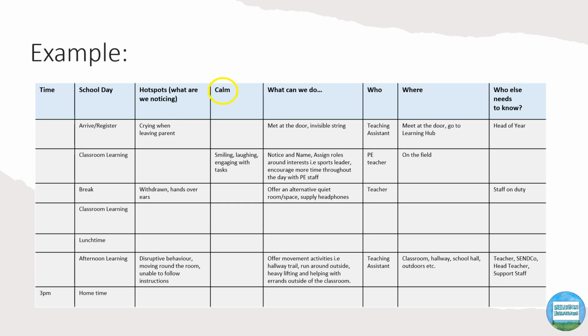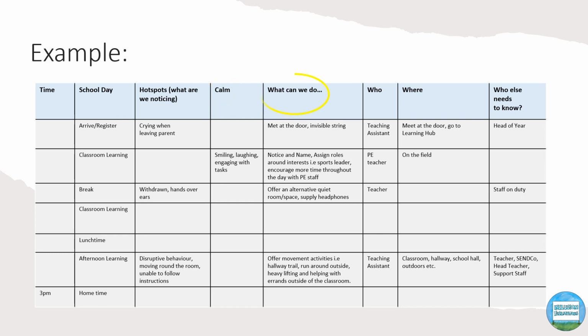Calm. In this section, we're looking for times to connect. This will promote relationship building, hopefully decreasing the length of time that a child or young person is dysregulated throughout the day. Identifying times where the child or young person is happy or content will also help to identify what they might enjoy during the school day. These are the moments where intervention should take place.